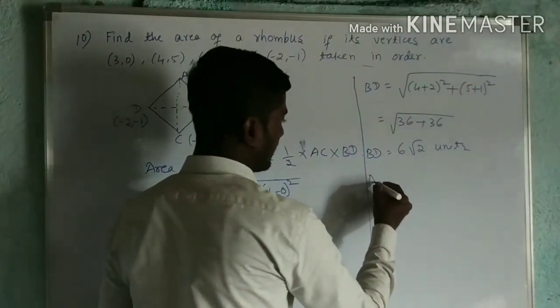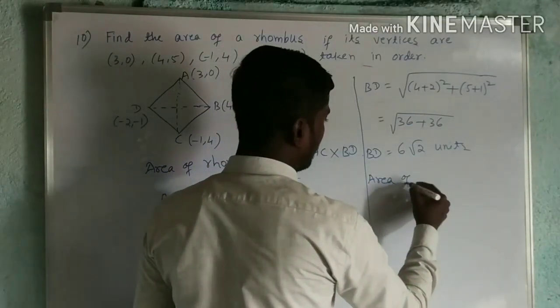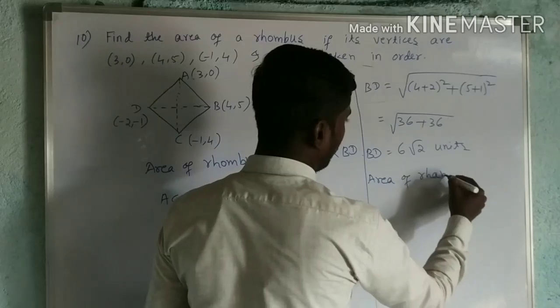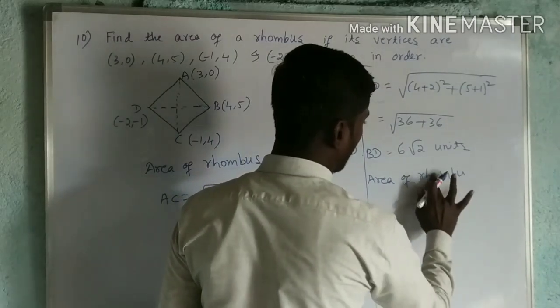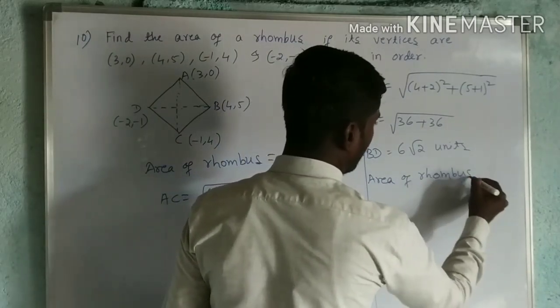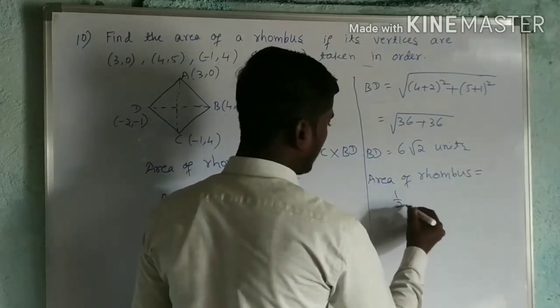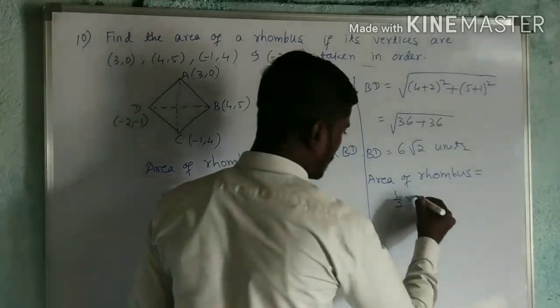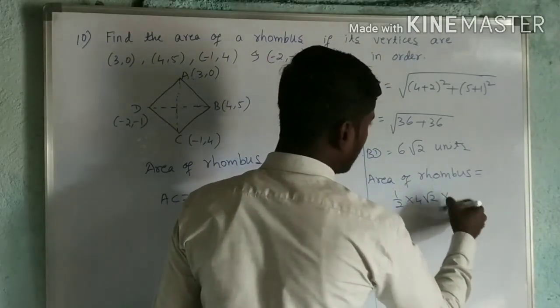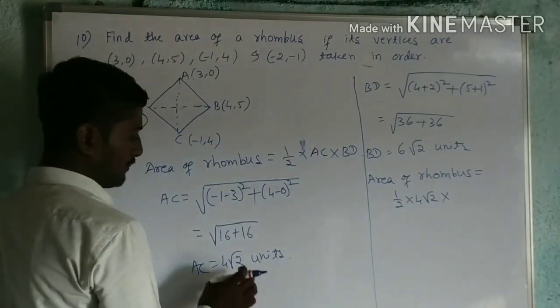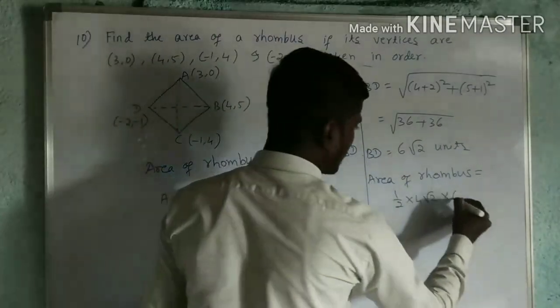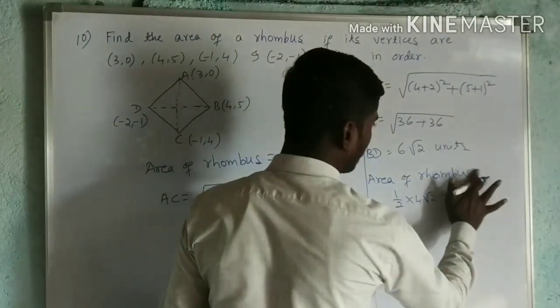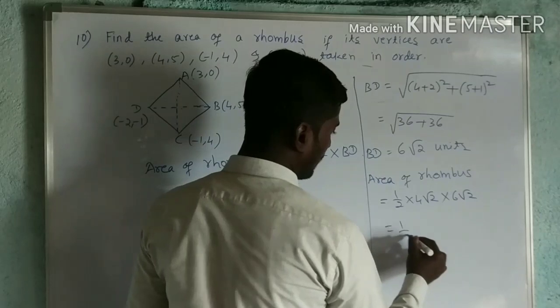Area of rhombus. Area of rhombus is equal to 1 by 2 into AC. AC is how much? 4 root 2. 4 root 2 into BD. BD is 6 root 2. Now this is equal to 1 by 2.